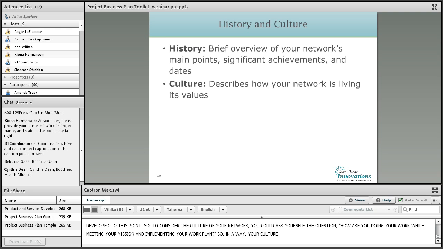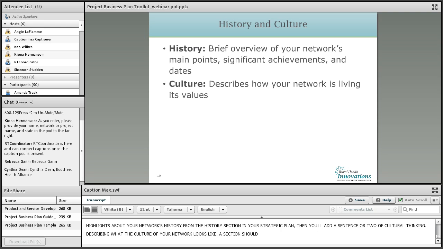The next section is the history and culture. History is information that provides context for your network's activities and infrastructure. This is going to be a brief overview of the main points, dates, and specific network achievements. Some of this information can be pulled out of the history section from your strategic plan. However, the culture section is probably going to be some new thinking for you. It's not going to be located in any of the plans that you've developed to this point.